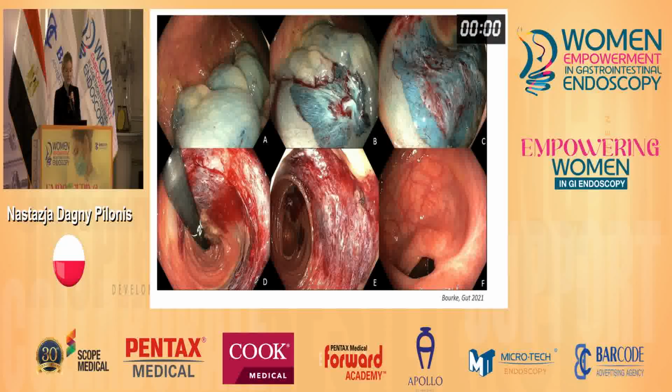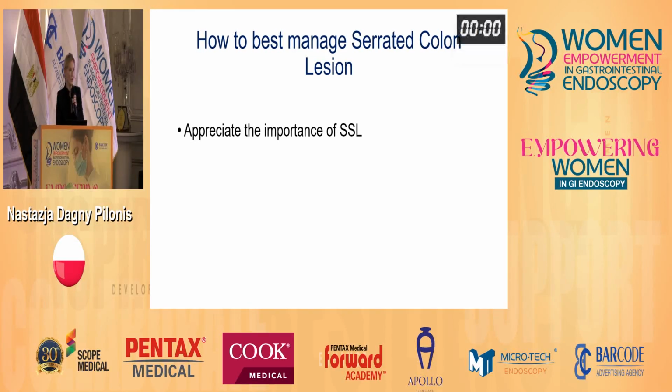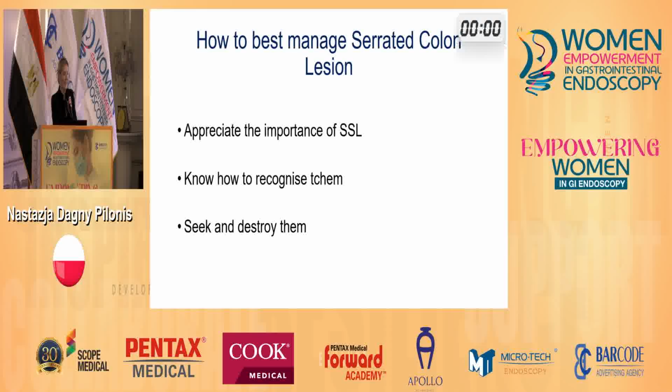You can appreciate here a large laterally spreading serrated lesion removed completely with cold snare, and you can see the beautiful effect on the down right square with a beautiful scar. So just to summarize, I hope that we can all now appreciate the importance of serrated lesions in the colon. We definitely know how to recognize them, and the practical tip to manage them is to seek and destroy them completely. Thank you very much.